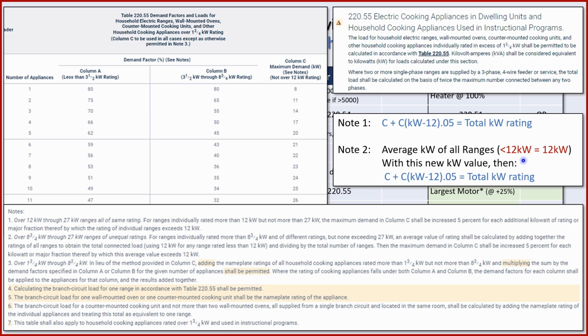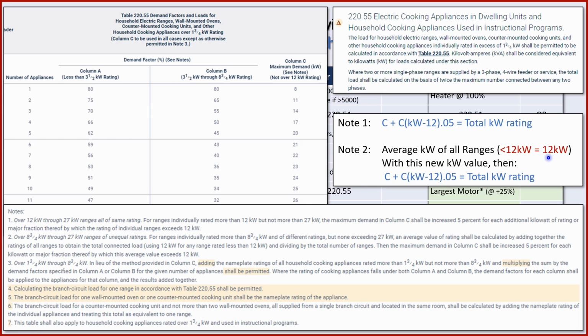But if you did have anything less than 12 kW, you would use 12 kW for that value. So, okay, let's change that. Let's say you had a 7 kW, a 15 kW, oh no, I can't say 7 because it's got to be over 8 3/4. Let's say you had a 9 kW, a 16 kW, and a 17 kW. You would average those together, but instead of using 9 as your value, you'd use 12. So it'd be actually 12, 16, and 17.